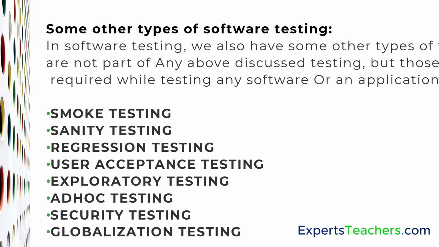So there are also some other types of software testing. In software testing, we also have some other types of testing that are not part of any of the above discussed testing, but are required while testing any software or application. Okay, so there is smoke testing and sanity testing. These are very important terms. Regression testing, these are mostly asked in interview questions. Okay, user acceptance testing, exploratory testing, ad hoc testing, security testing, globalization testing.